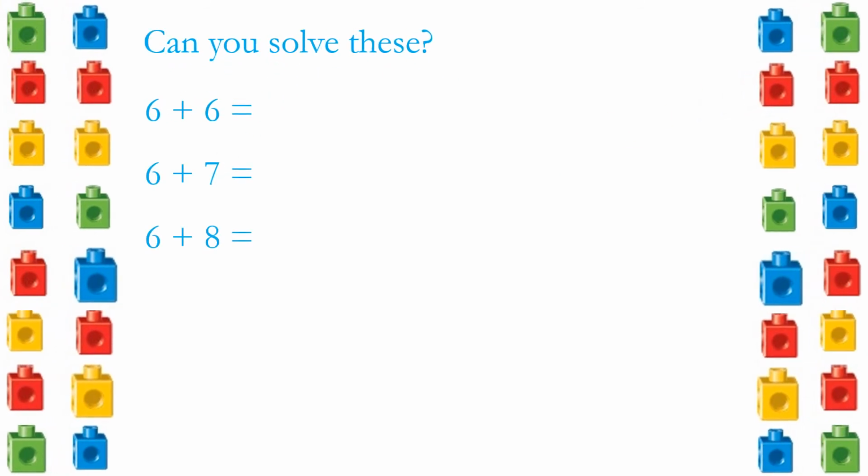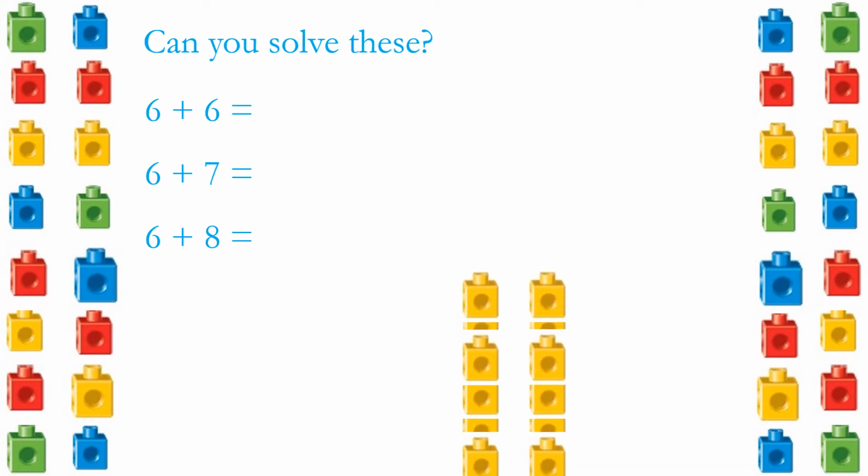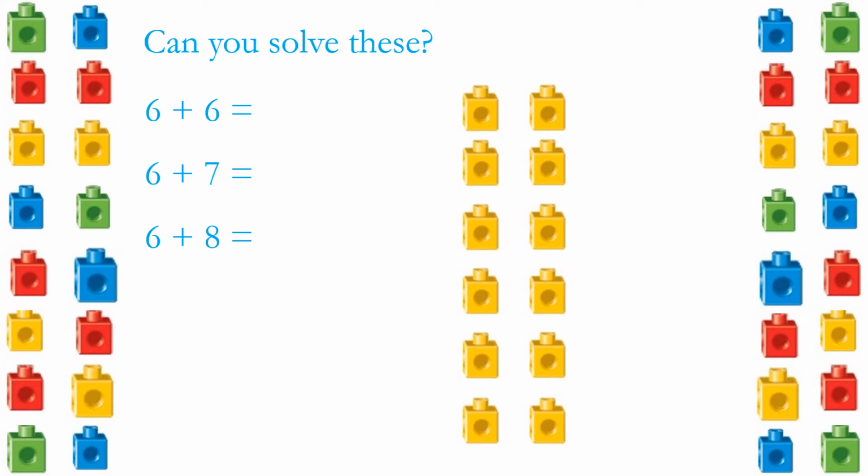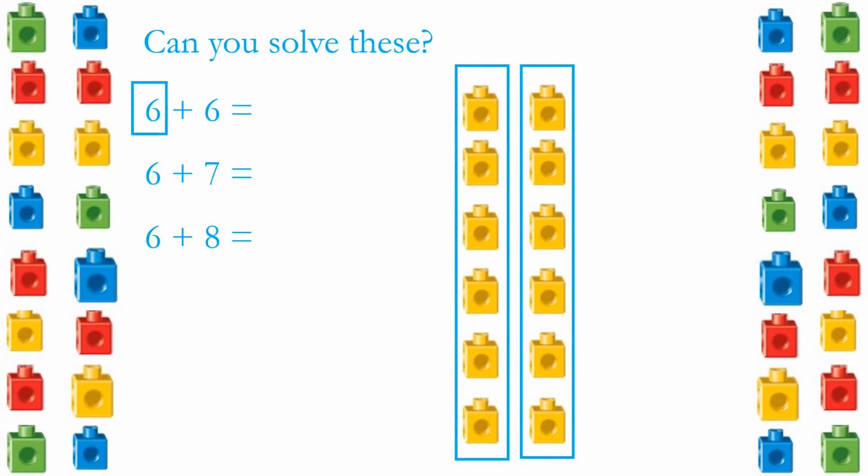Now, it says here, can you solve these? We have 6 plus 6, 6 plus 7, and 6 plus 8. Well, let's walk through it together. 6 plus 6 is a doubles fact. So we've got two stacks of cubes here. I know they're not connected. So we have 6 and 6, and if we count them all out, we'll get what? 6 plus 6 is 12. That's a doubles fact that we can learn. Okay? So we have 12.